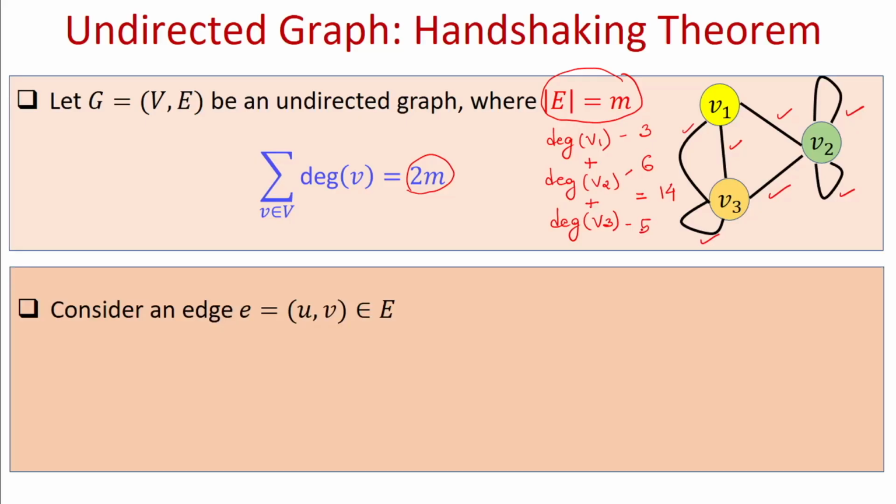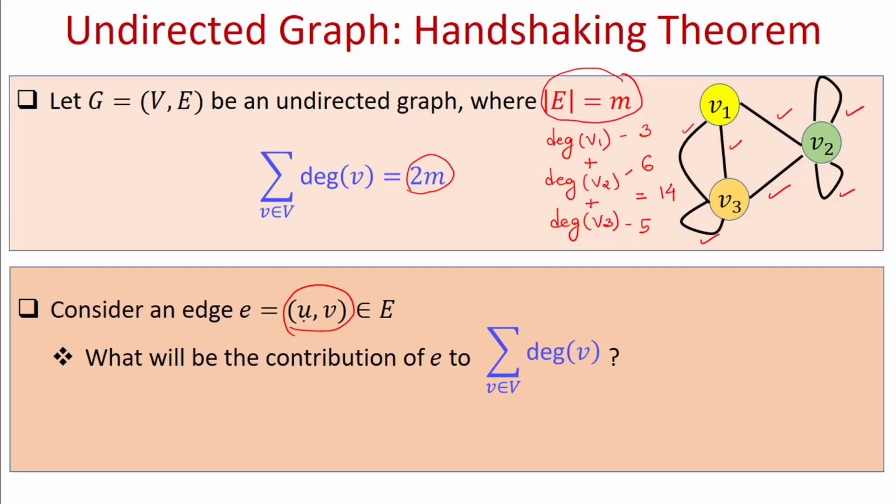So let us prove this. The statement is true for any undirected graph. So consider any arbitrary edge in your undirected graph, u comma v. It may be a self loop, that means v could be the same as u, or it may not be a self loop. Let us try to find out what will be the overall contribution of this edge when we are summing up the degrees of all the vertices in the graph. The claim is that the contribution of this edge will be 2 to the overall summation of degrees of all the vertices, because this edge will be contributing 1 when we take the degree of the vertex u, and it will again be contributing 1 when we take the degree of vertex v.